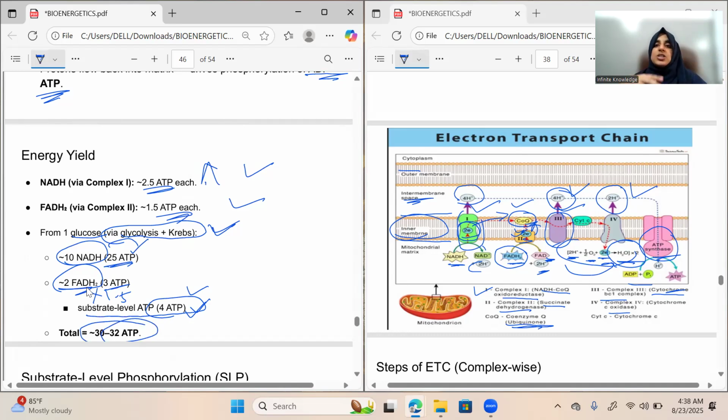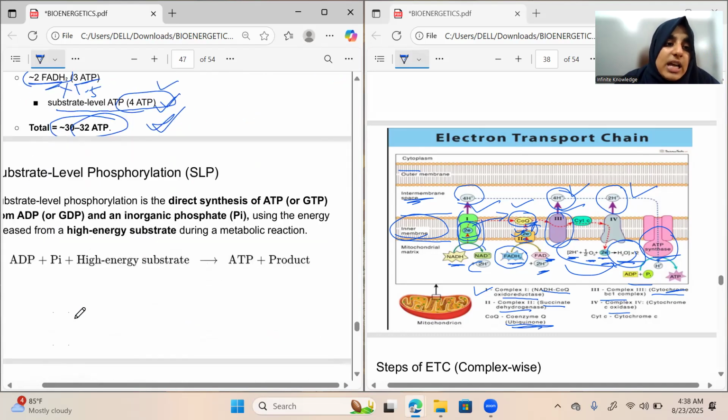Basically, what they ask you is what is the energy yield after glycolysis and Krebs cycle. So what are you going to say? The total energy yield which is produced via these processes is 30 to 32 ATP.